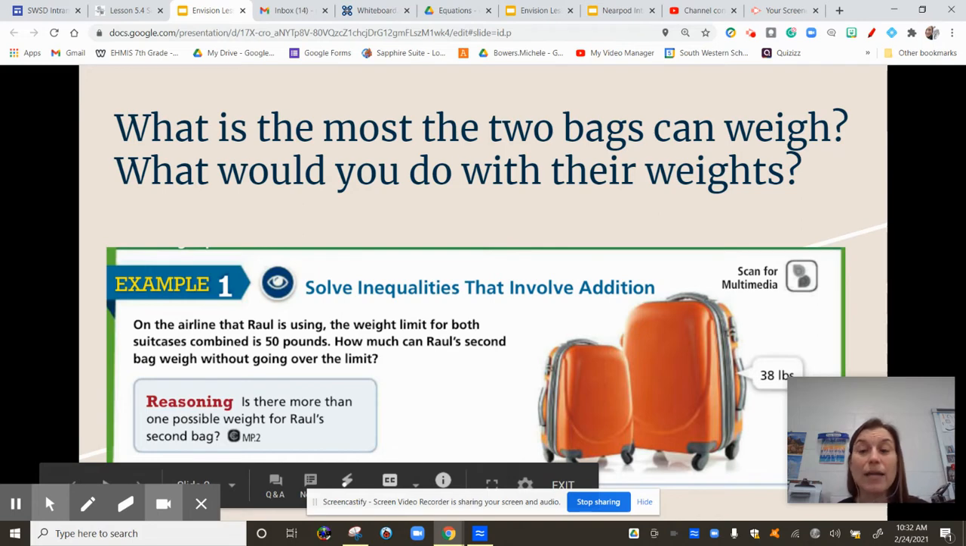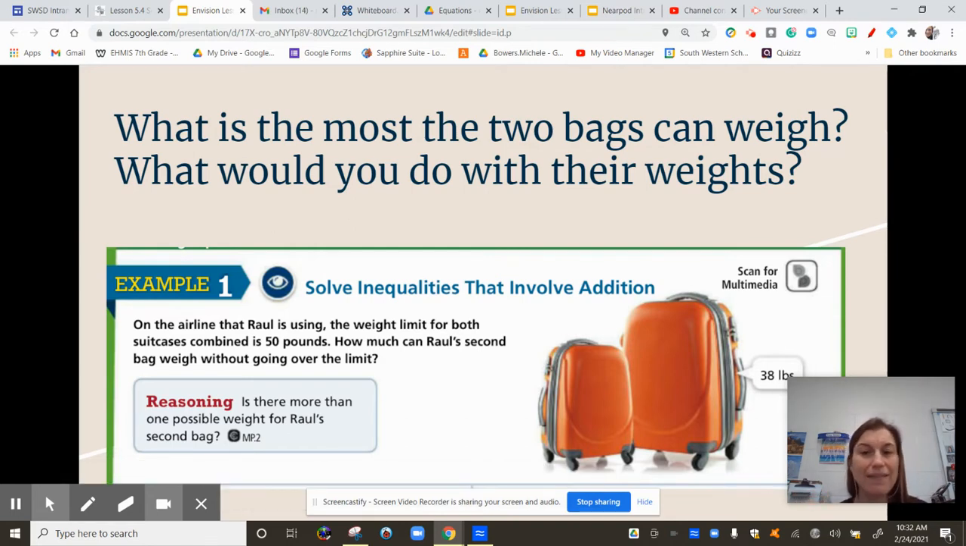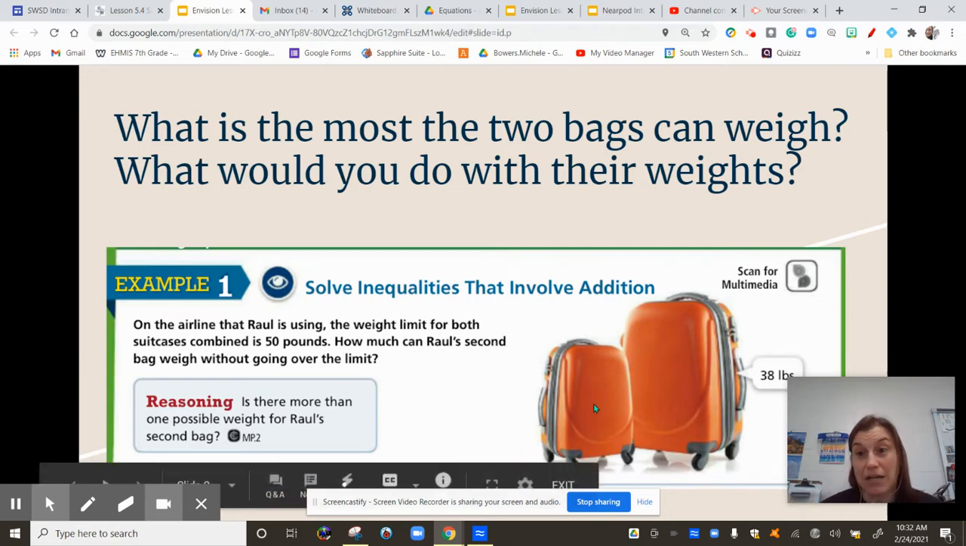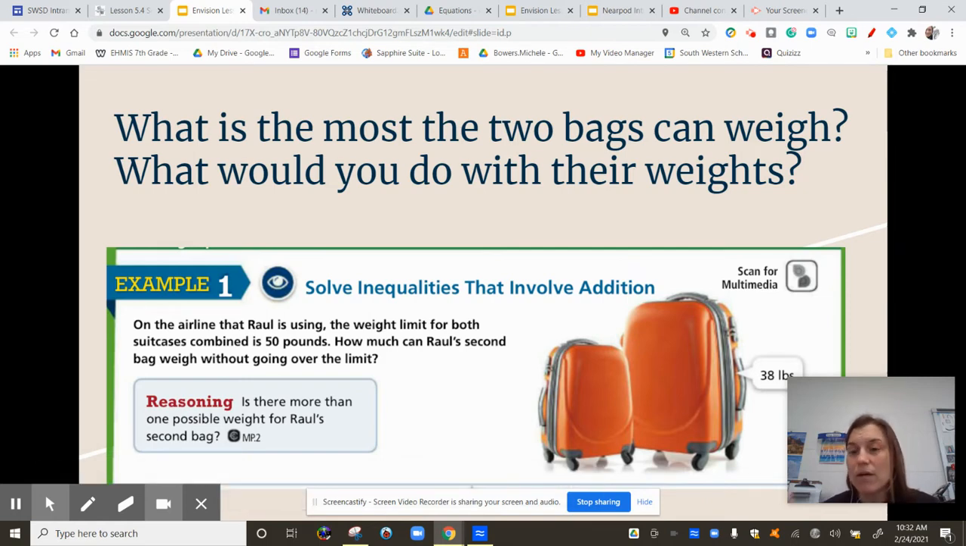Now, when they're talking about a weight limit, it's really saying what's the most that they can weigh. Like, the most weight they can be together is 50 pounds. They don't have to be exactly 50 pounds. That's what makes this an inequality rather than an equation. Because if it was an equation, they would have to both be an exact amount. But in an inequality, we're saying that there is the most they can be. So this second bag, he could just not even have a second bag. It could just be he only brings one, and it'd be 0. But what's the most it could be that he would still be able to take it on the airline?